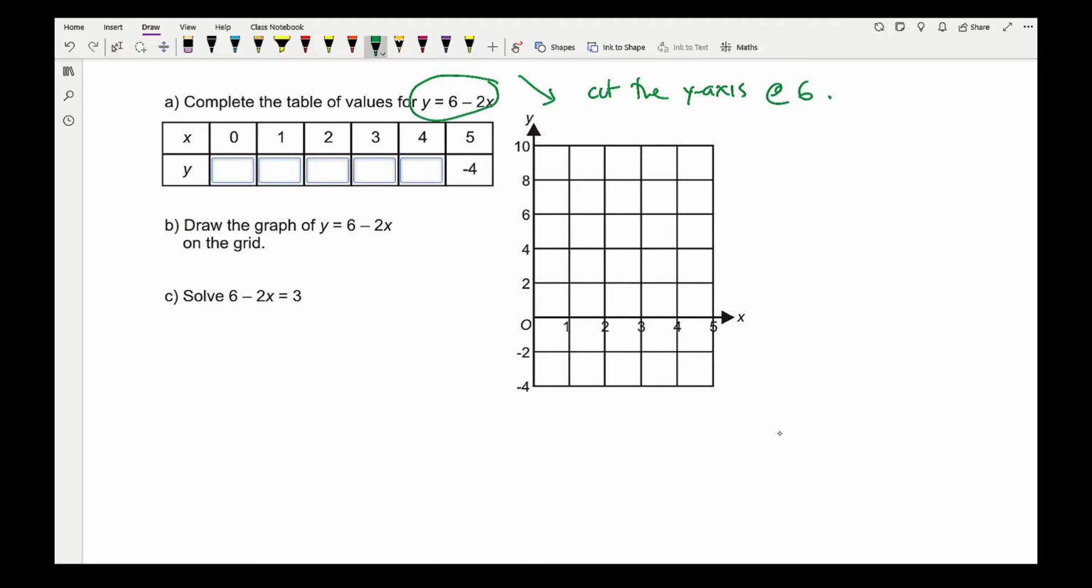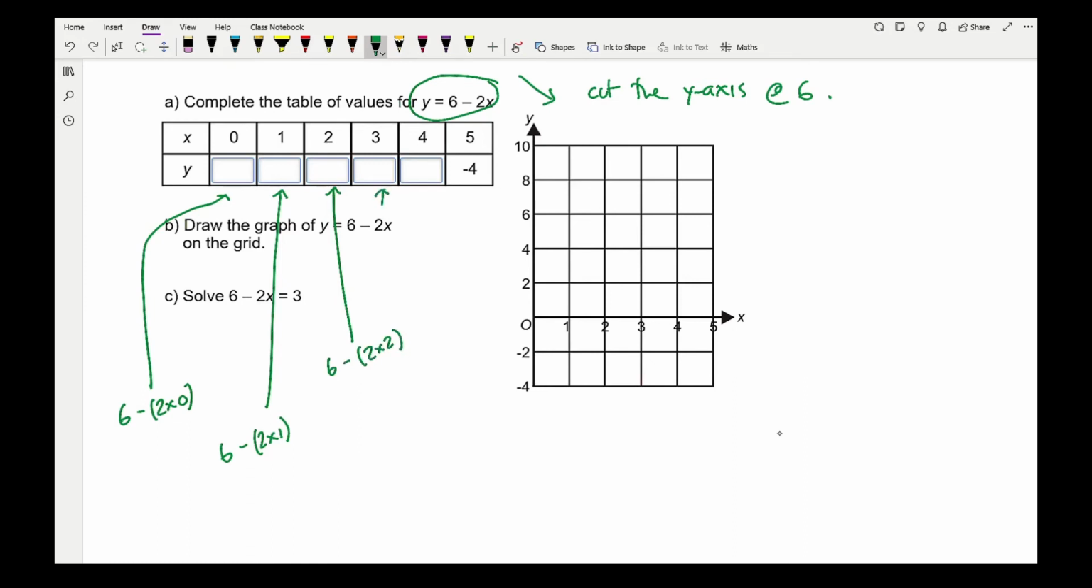So for this one, it's going to be 6 minus 2 times 0. This one here is going to be 6 minus 2 times 1. This one here is going to be 6 minus 2 times 2. This one here is going to be 6 minus 2 times 3. And this value here is going to be 6 minus 2 times 4.